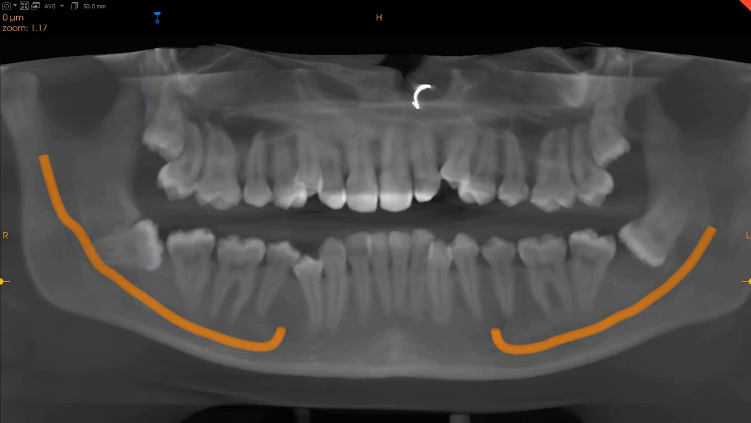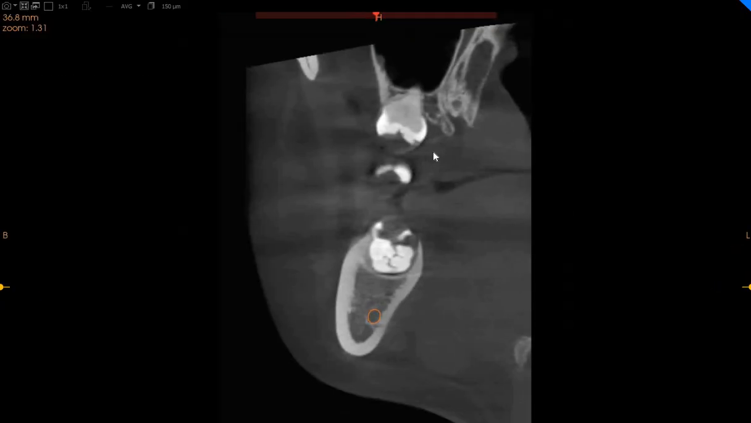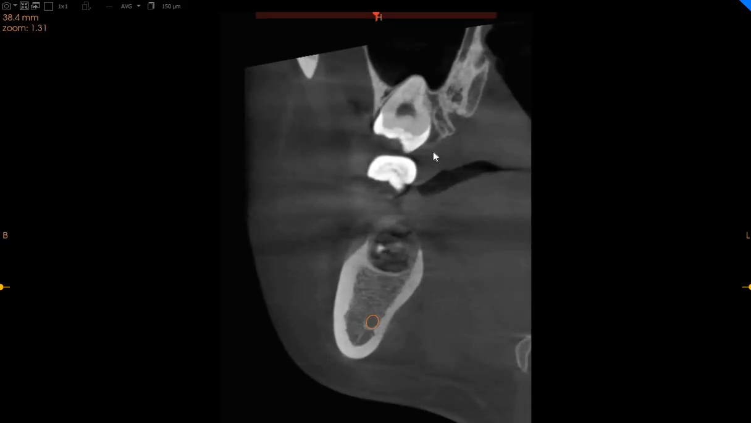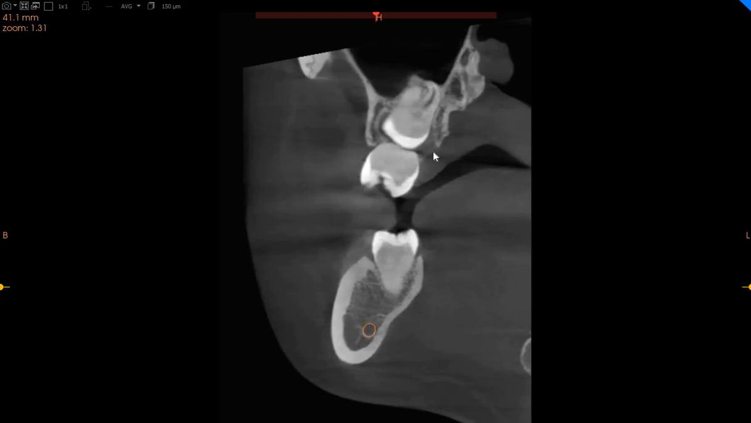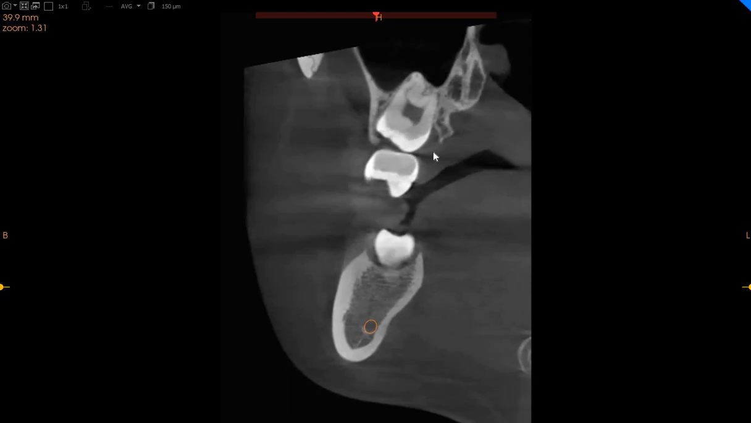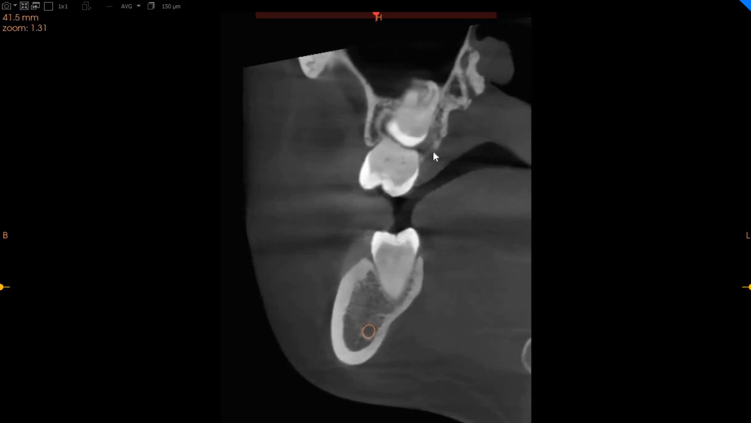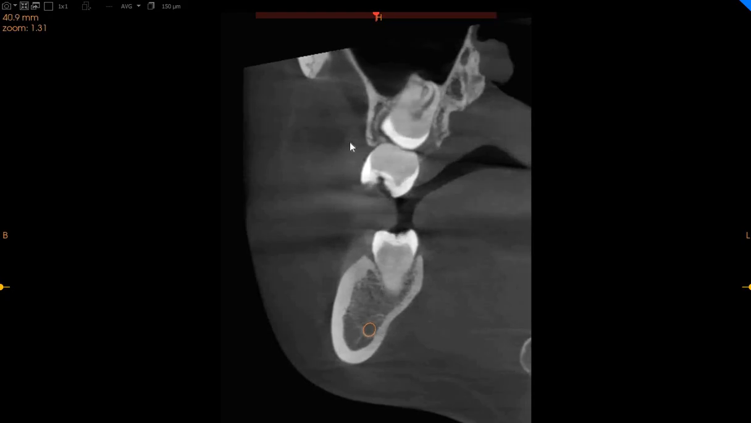The upper right 8, as you can very clearly see on the transaxial view right here, is not completely impacted but partially impacted, and it is very closely associated with the distal aspect of the 7. The roots are embedded into the maxillary sinus, even though they're not perforating, and no radiolucencies or sinusitis can be seen, but they're very closely associated. Multiple, three roots with a curve in the apical region can be seen here, and also they have very close association with the distal aspect of the 7.